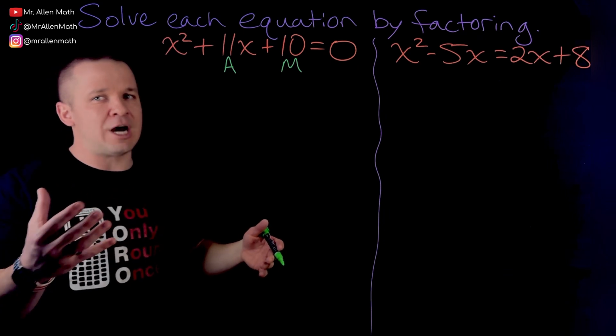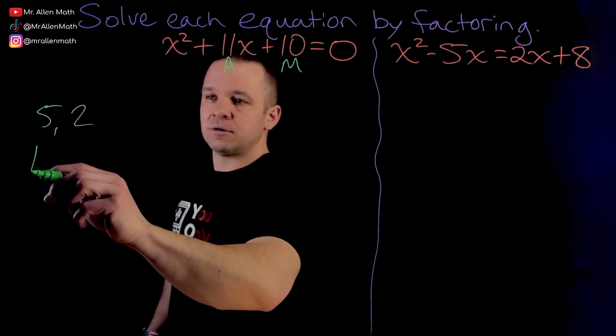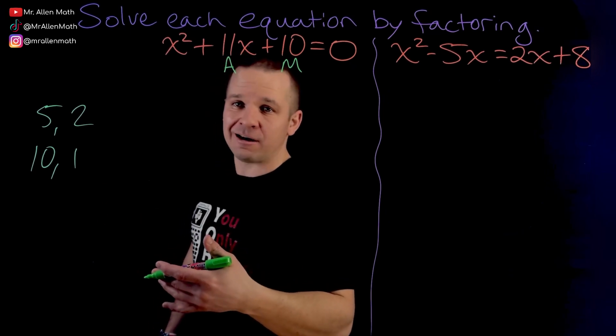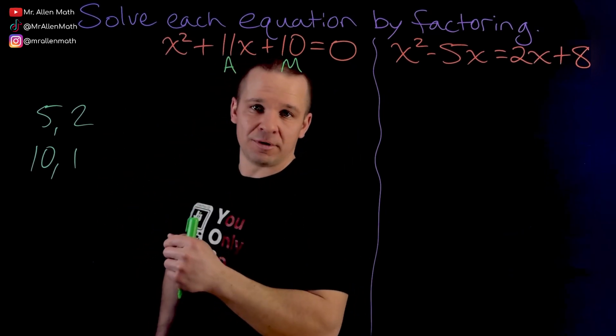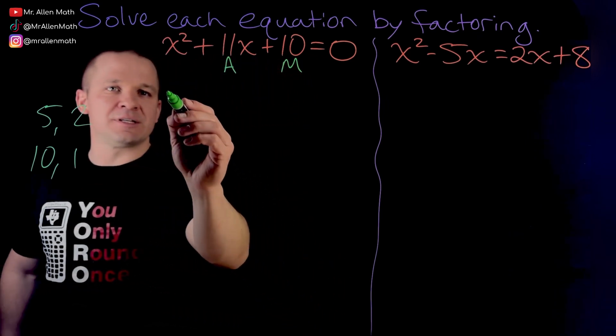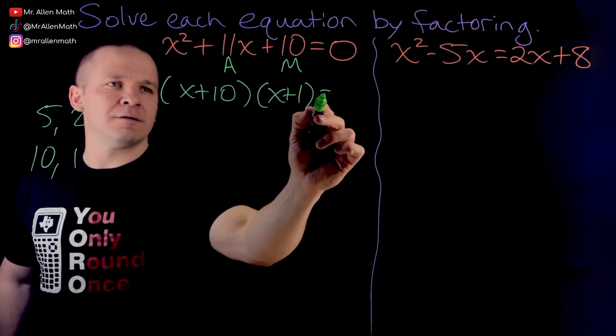It helps to sometimes jot these factors off to the side. You got 5 and 2, 10 and 1. That's what you got when it comes to factors of 10. Well, which of these two adds up to 11? 10 and 1. So this is going to be x plus 10 and x plus 1, and that all equals 0.